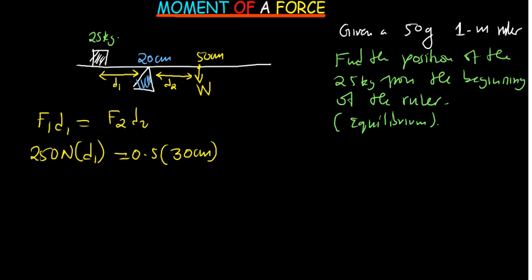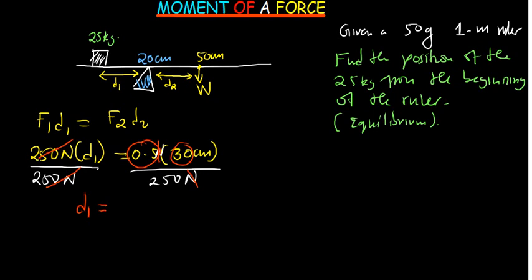Then we want to remain with d1. We're going to divide both sides by 250 newtons. This term is going to cancel with this term, and the newton here is going to cancel with the newton here. So we're going to remain with d1 being equal to 0.5 multiplied by 30, and then the answer that we get, we'll divide by 250.